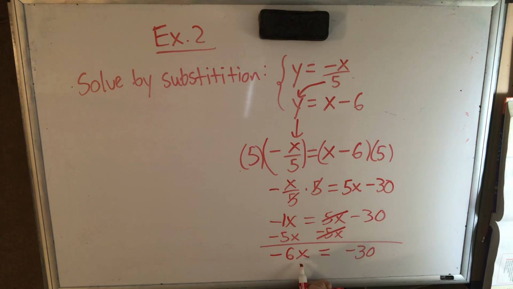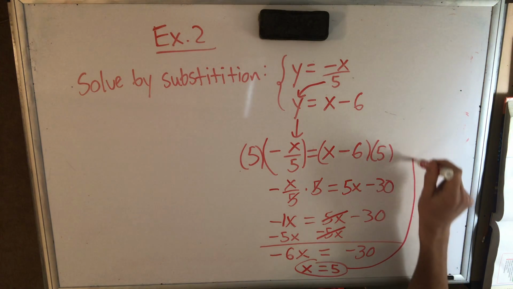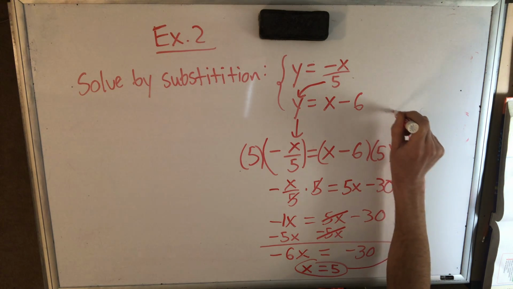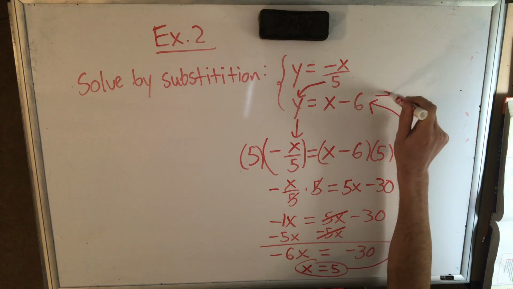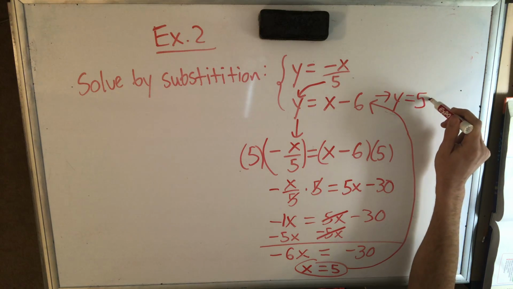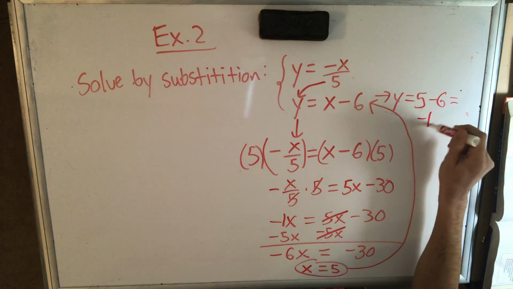Divide each side by negative 6, or you can just realize that x equals 5, because negative 6 times 5 equals negative 30. A negative times a positive is always negative. So x equals 5, and now to find y, substitute in 5 for x in any of the equations. Let's substitute it into this equation here. So that's going to be y equals 5 minus 6, which equals negative 1.